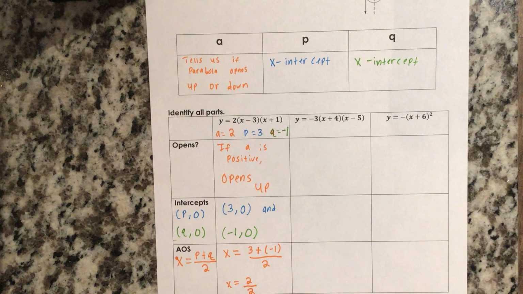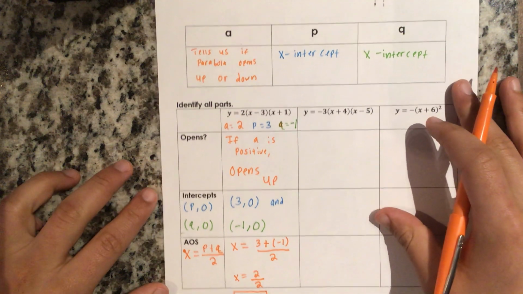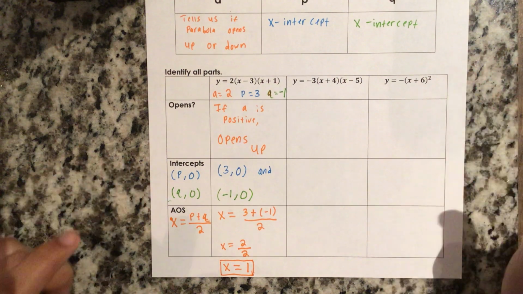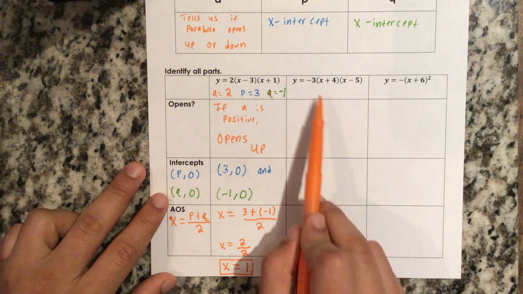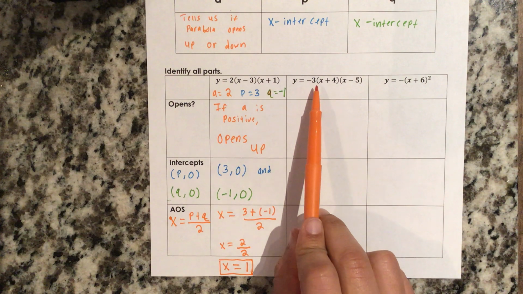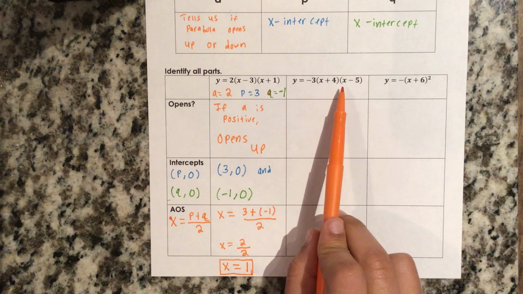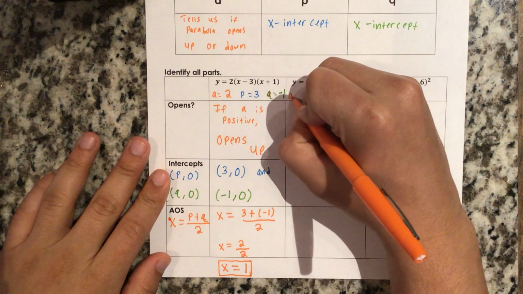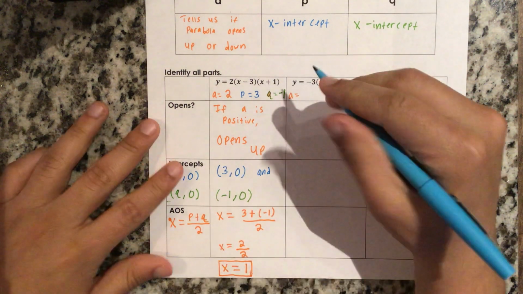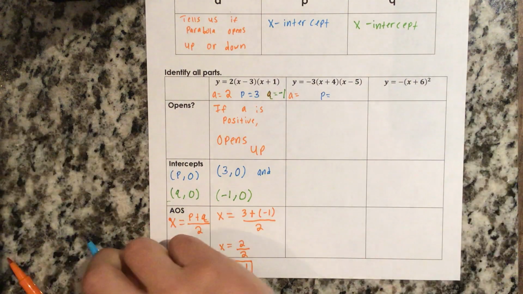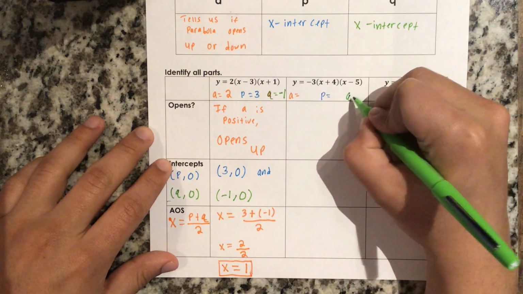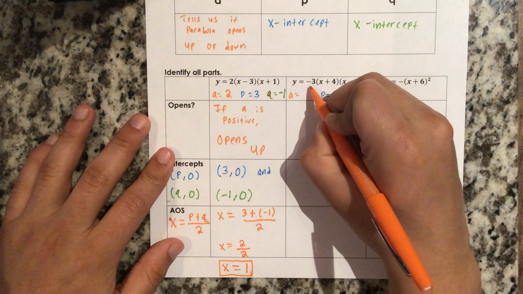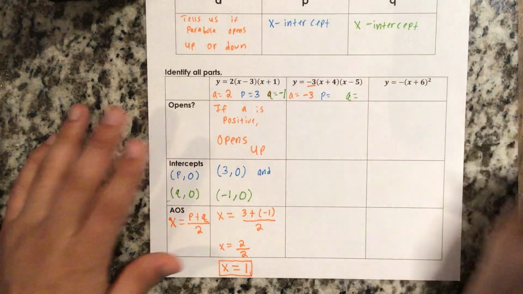We found a bunch of parts. Now let's go look at, oh, we can't even see that, my bad. X equals 1. Okay, so now let's go to the second example. So y equals -3 times x plus 4 times x minus 5. Same thing. Let's start by labeling our A, our P, and our Q. A is easy, whatever's in front. So -3. I just write that as is.